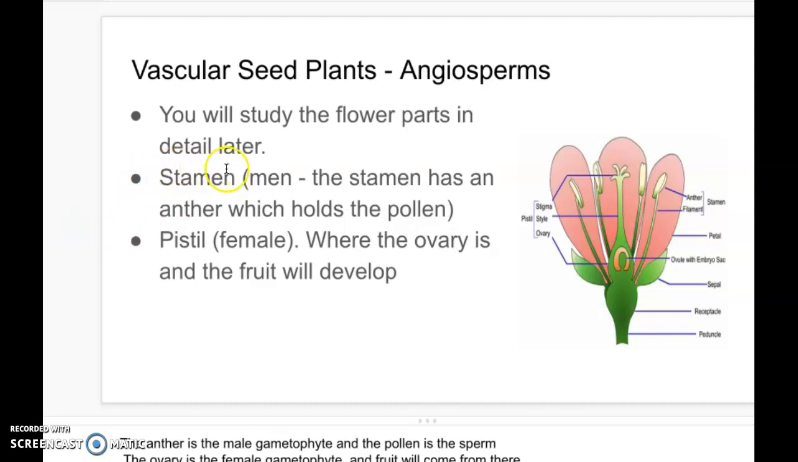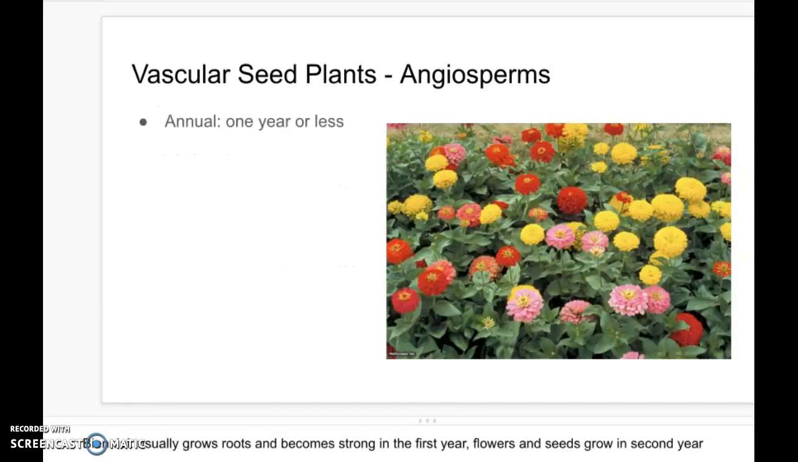Remember, one key to remember: stamen is the men, so that's the male part. The stamen is this little elongated piece here with the anther and the filament. That's the stamen, the entire thing. The anther is what holds the pollen. And the pistil is this entire section. The pistil is composed of the stigma, the style, which is the tube, and then the ovary that is held down here. And here in the ovary is where the fruit will develop if the plant bears fruit.